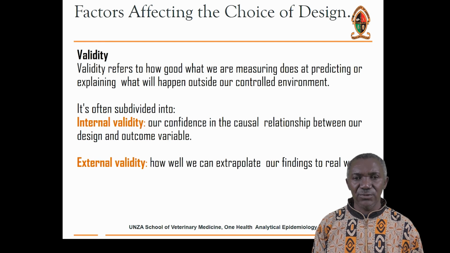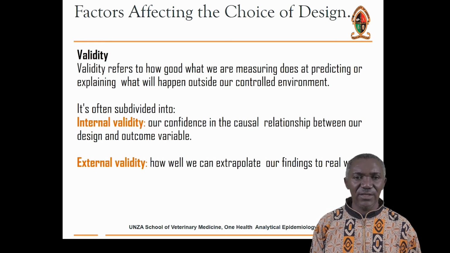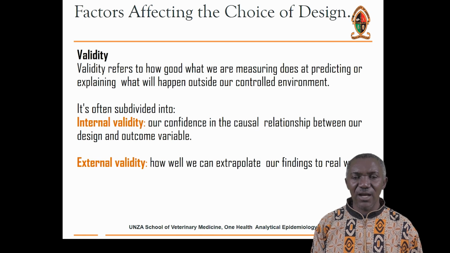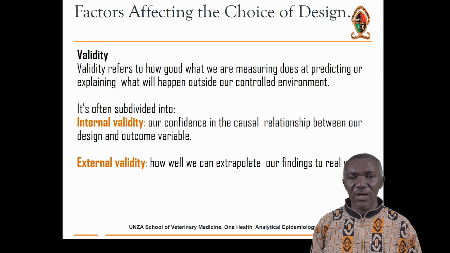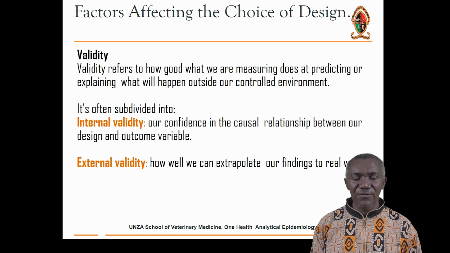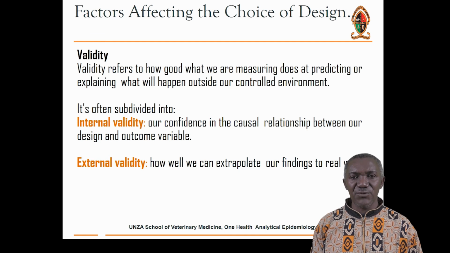So validity refers to how well what we are measuring does at predicting or explaining what will happen outside our controlled environment. So how well are our results, or what we are measuring, able to predict what could happen outside the controlled environment? So validity is often divided into two. We talk about internal validity. Internal validity has to do with the confidence we have in the causal relationship between the design and the outcome. In this case, for instance, if I'm trying to test whether a particular factor affects an outcome in a controlled environment, for instance in the lab, and it works well, then of course it has to do with the settings.